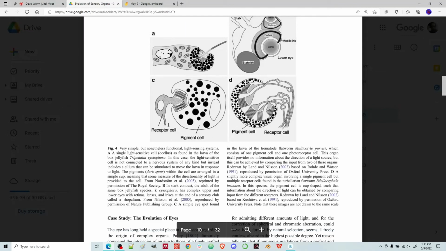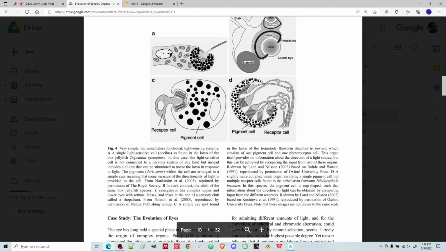And then C is this simple eye spot found in the larva of the trematode flatworm, which consists of one pigment cell and one photoreceptor cell. So this is the receptor cell, this is the pigment cell. This kind of looks like something you might find in a more complex eye, but you can see a version of this that's much simpler than what you might see in other eyes where you have receptor and pigment cells.